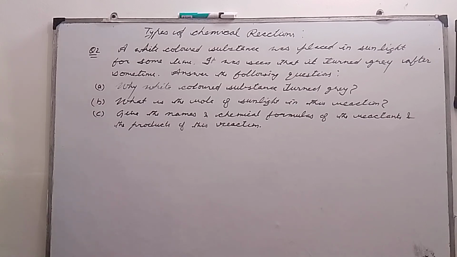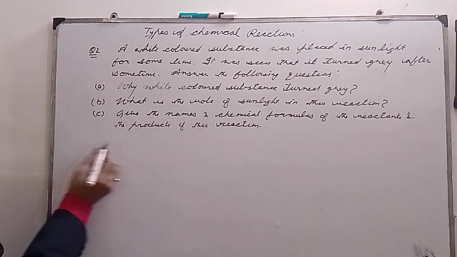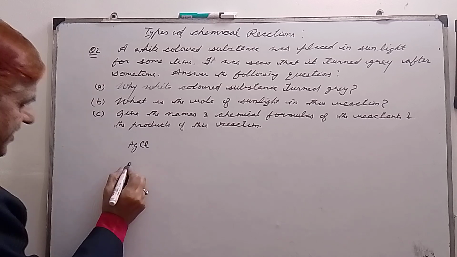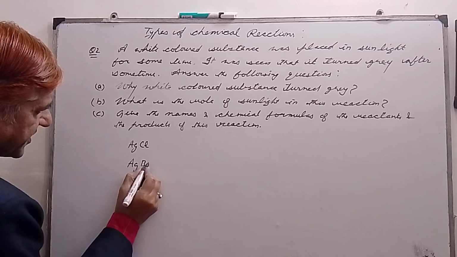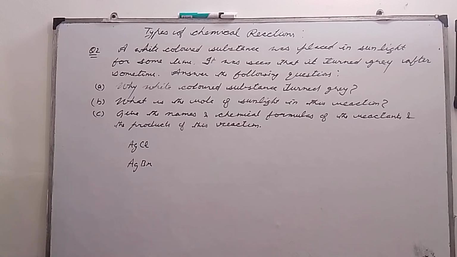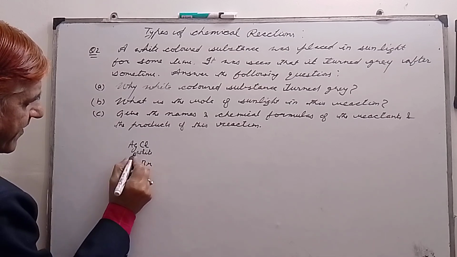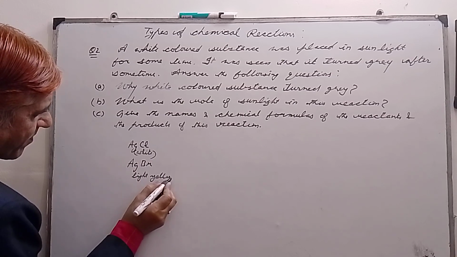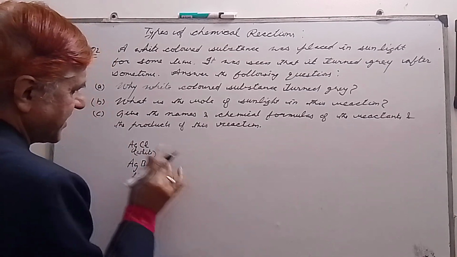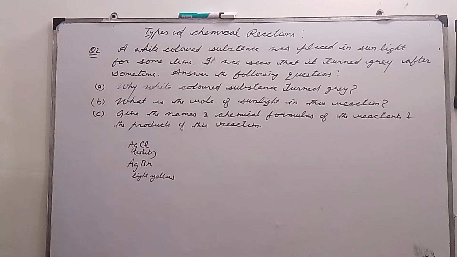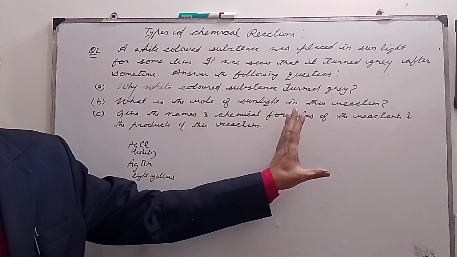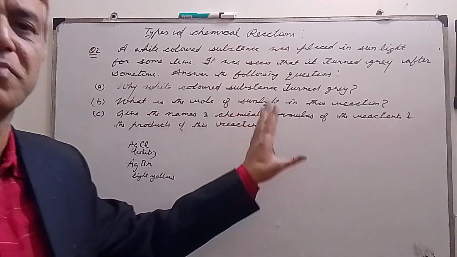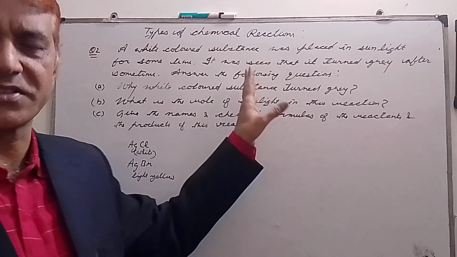So my dear students, let me give you a hint for this question. Silver chloride is white in color and silver bromide is light yellow in color. This is white and this is light yellow. And the color of silver is grey, you know very well. Now this is the hint for you, and if you are not able to answer this question, then please watch our previous videos, and after watching them, you must be able to answer these questions.